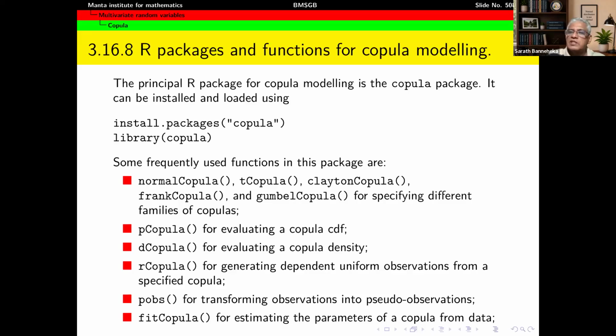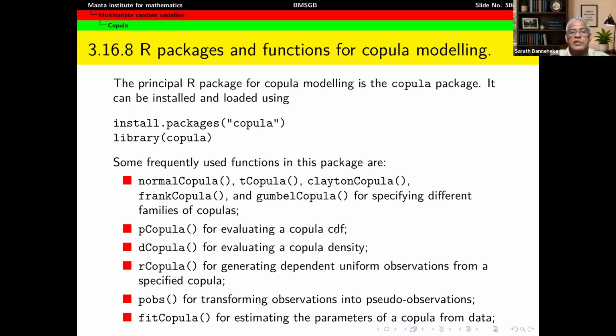The copula functions capture different types of dependencies between the required variables x and y. In addition to those, there are other functions starting with P, D, and R, like for other distributions, such as P norm, Q norm, R norm, and so on. We have functions called P copula, D copula, R copula, and so on.